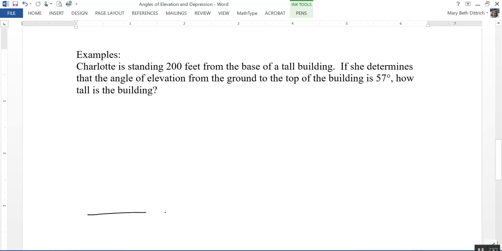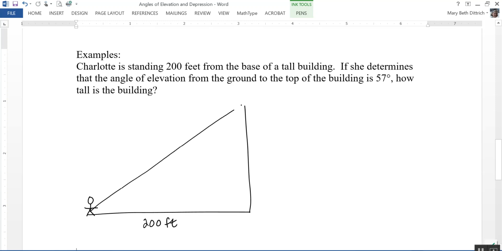So here's the ground, and here is Charlotte standing on the ground. It doesn't give us any specifics about how high her eyes are off the ground, so we're just going to go with from where she is in general. And then we know that there is a tall building, and that's going to be this right here. And she is 200 feet from the base of the building. So let's go ahead and label that. And she is looking up at the top of the building. The angle of elevation from the ground to the top of the building is this angle right here, and that is 57 degrees. And what we want to know is how tall is the building, so I'm going to call that X.